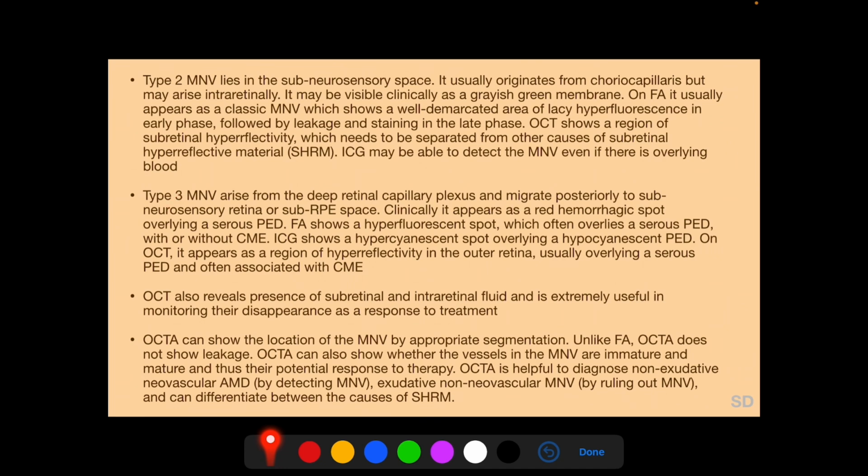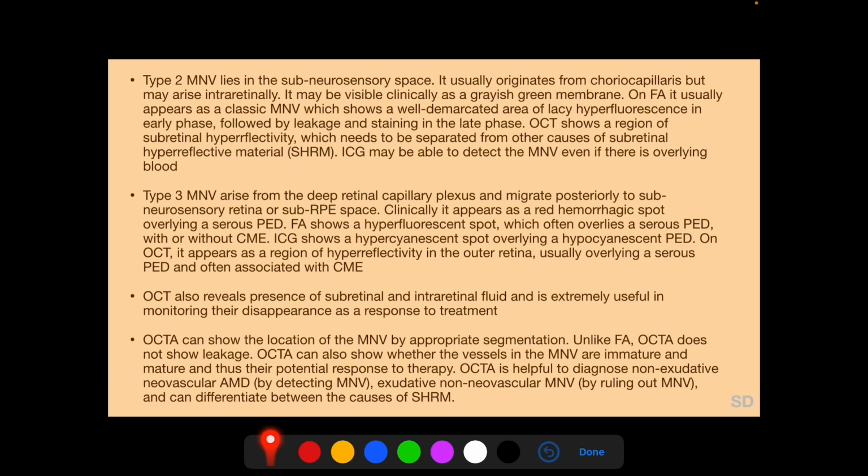Type 3 MNV arises from the deep retinal capillary plexus and migrates posteriorly to the subneurosensory retinal or sub-RPE space. Clinically, it appears as a red hemorrhagic spot overlying a serous PED. FA shows a hyperfluorescent spot which often overlies a serous PED with or without cystoid macular edema. Indocyanine green angiography shows a hypercyanescent spot at the site of a type 3 MNV overlying a hypocyanescent PED. On OCT, type 3 MNV appears as a region of hyperreflectivity in the outer retina, usually overlying a serous PED and often associated with cystoid macular edema.